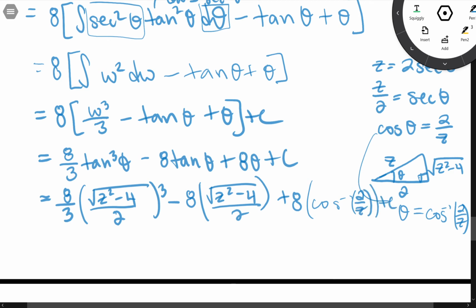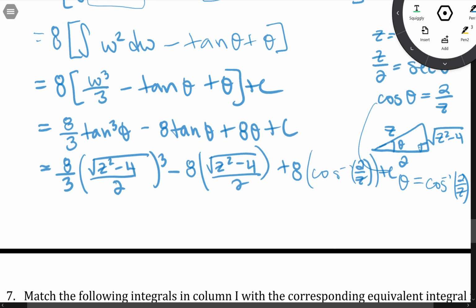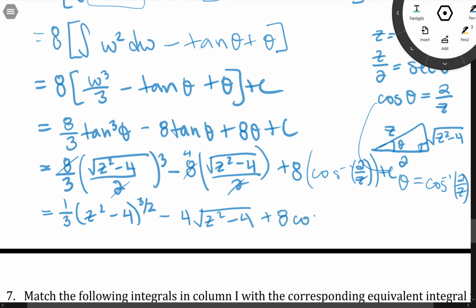Okay, one last step to simplify because I have a huge mess. When I cube in that first set of parentheses, I'm going to get an 8 over 2 cubed, which is 1. And then I'm going to have a 1/3 z squared minus 4 to the 3/2, minus, we can cancel here, we get a 4 square root z squared minus 4, and then a plus 8 times inverse cosine 2 over z plus c. Whew, okay, messy one is your last one.